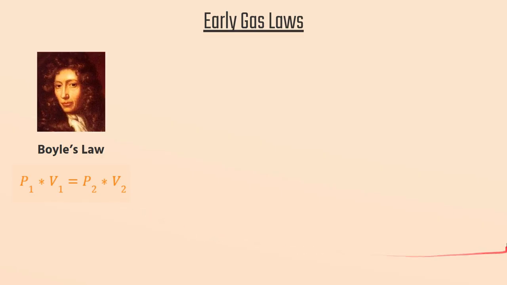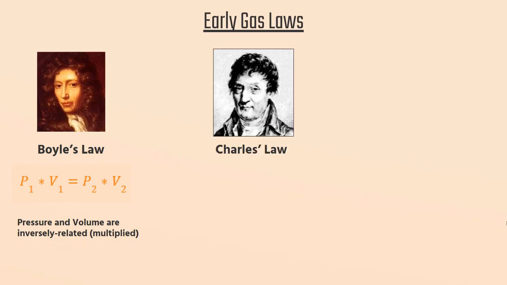Now this again was our pressure-volume relationship, and we said that pressure and volume are inversely related. In other words, as volume goes up, pressure goes down, or vice versa. What this led to was this situation mathematically where pressure and volume are multiplied on both sides of the equal sign. After going through Boyle's law, we also talked about Charles's law.